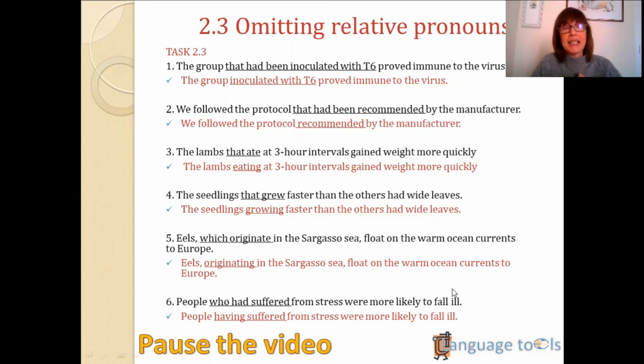Okay, in this last example, perhaps you have put, I imagine, people suffering from stress were more likely to fall ill. It's fine. I just wanted to show you here that it is possible to keep it in the perfect form to show that it was something prior or previous. That both are fine, all right? Okay, so that was quite easy. I'm sure you got the hang of that quite quickly.